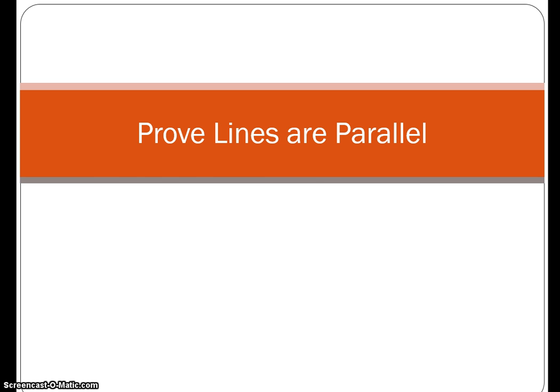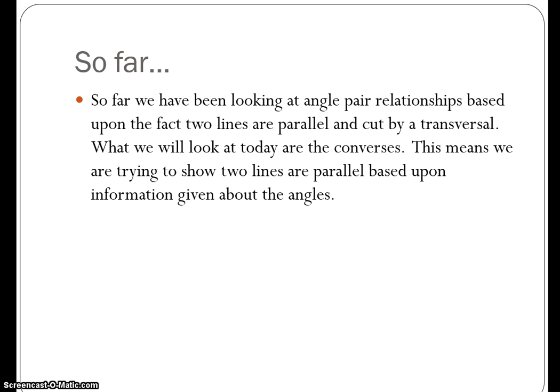So in the previous ones, what we were talking about were angle pair relationships based upon the fact that we knew that two lines were parallel and then cut by that transversal, and we came up with all those angle pair relationships. So now today we are going to look at all their converses, and now we're going to actually show or prove that those lines are parallel based upon information about the angles. Okay, so this is different. Before we already knew they were parallel. Now we don't know that they are parallel. Okay, so let's take a look at all the converses.